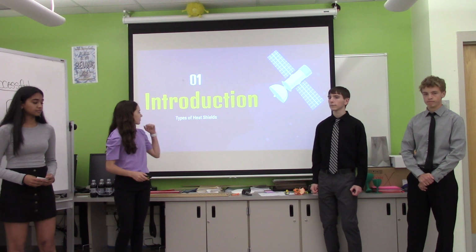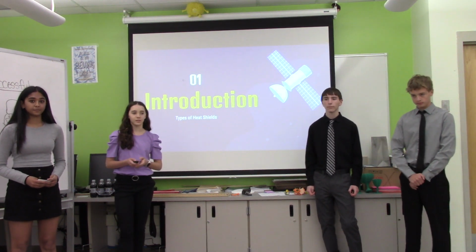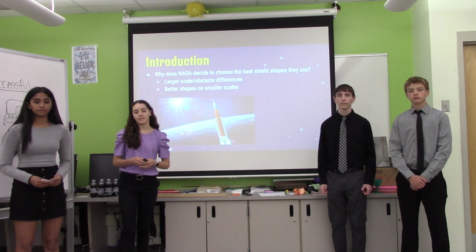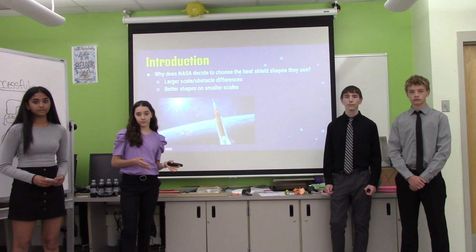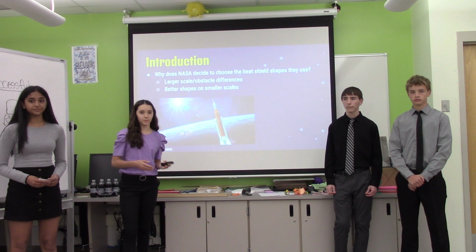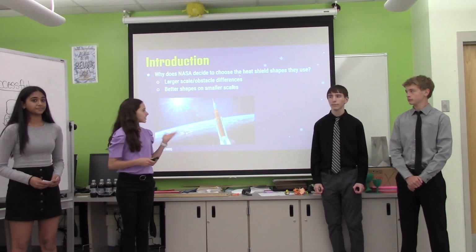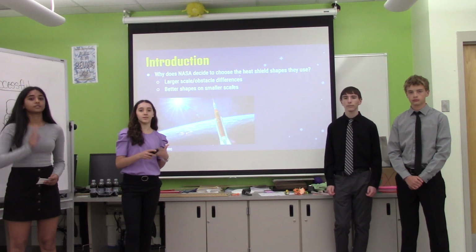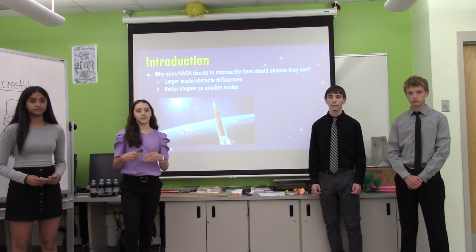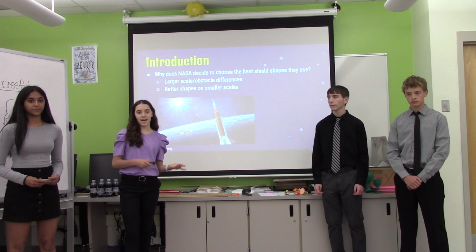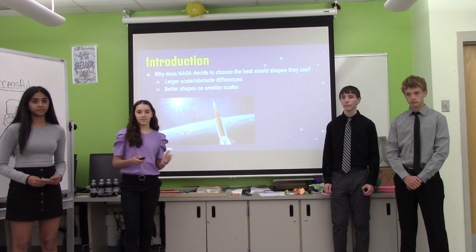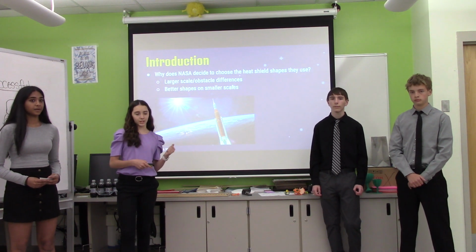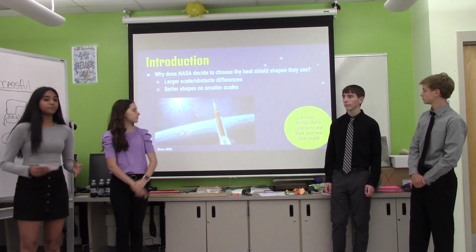So for our introduction, we are going to look at the different types of heat shields. To start off, our prompt coming into this experiment was to try to understand why NASA chooses the heat shield shapes that they do. We know that they are currently using some specific shapes, but we were wondering whether this is because it works the best or because it works the best with the materials that they have and their conditions. Maybe there is a better solution to this, but on a smaller scale, which is where our project comes in.